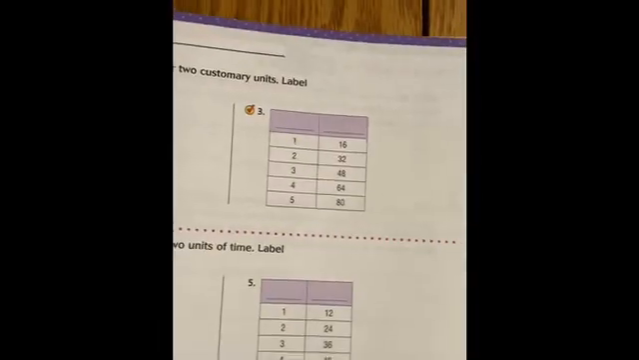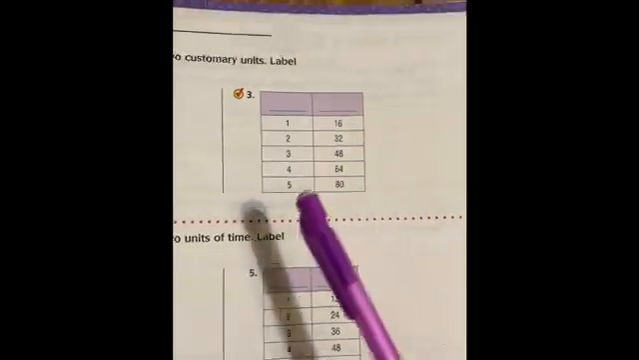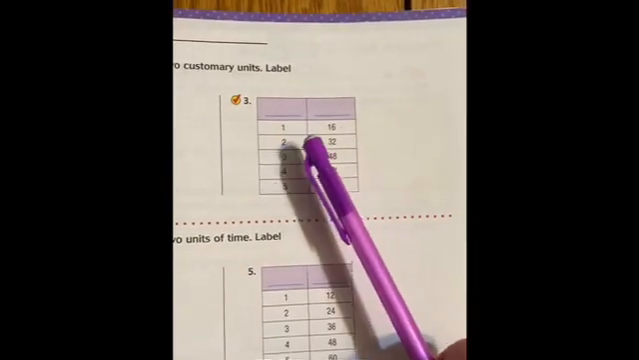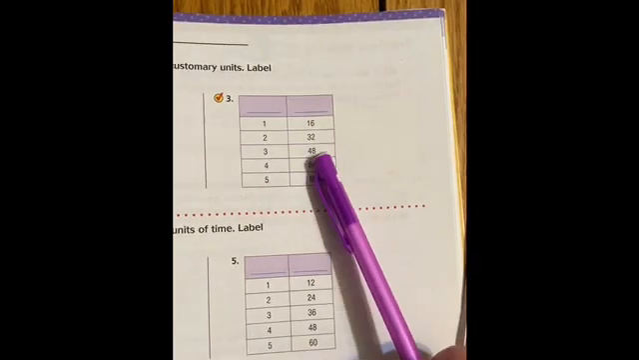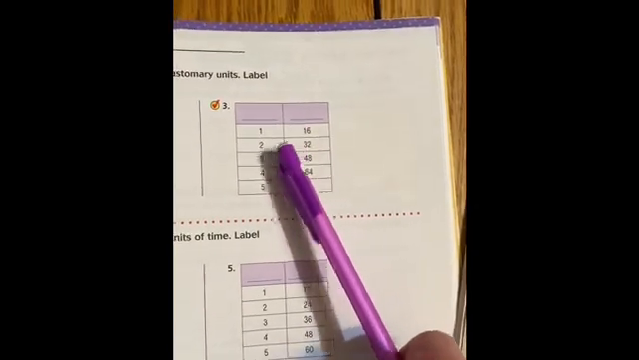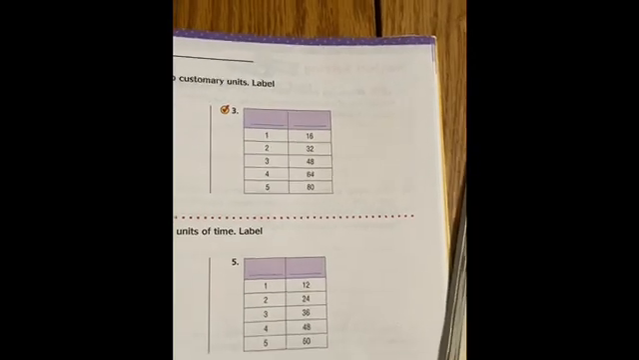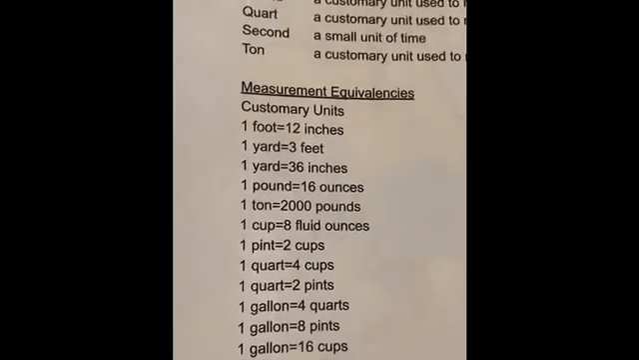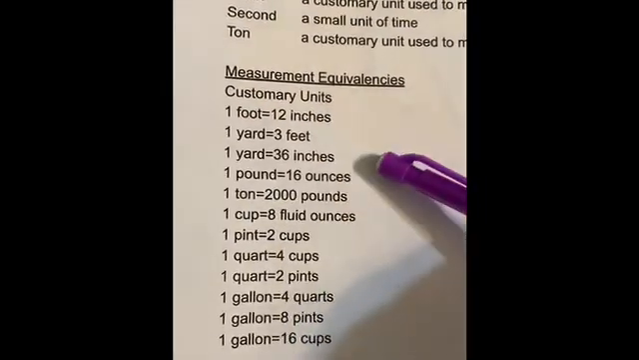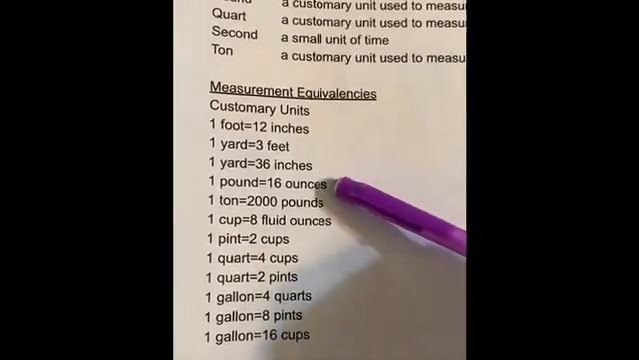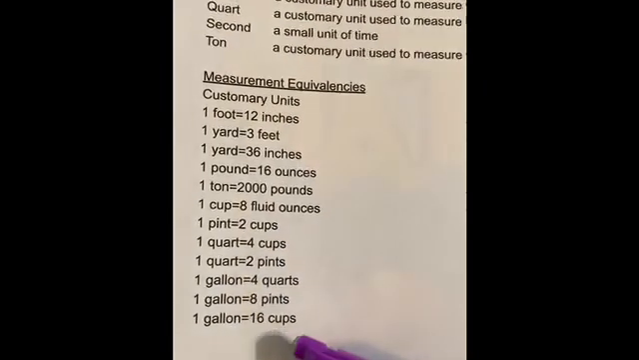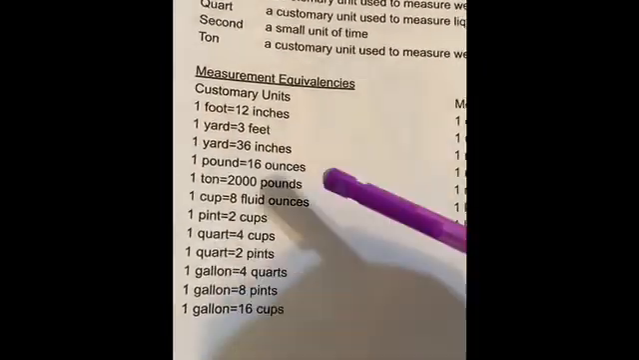Looking at number 3, customary units continued. Number pairs 1 and 16, 2 and 32, 3 and 48. So times 16 is our relationship. So what customary units have that relationship? 1 and 16. There's a couple of them. 1 pound equals 16 ounces, and 1 gallon equals 16 cups. So you choose what you would like to use. I'm going to use pounds and ounces.